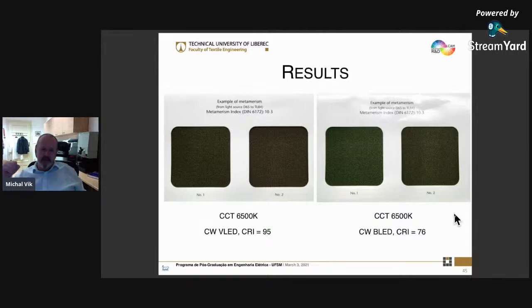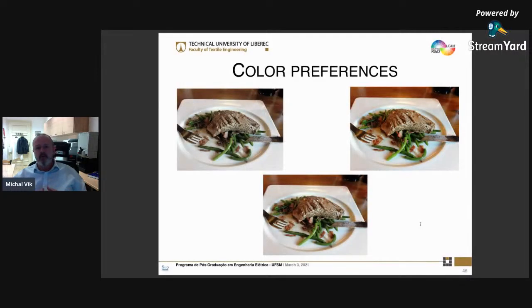If I use other light sources, you can also see a problem. Here is a violet chip-based cool white LED. Here is a blue chip-based cool white LED. And you can see different appearance. Here is a higher metamerism, here is a lower metamerism for the same set of samples with the use of different light sources. That means we can use metamerism as one of the possible test methods for evaluation of the color quality of our light sources.